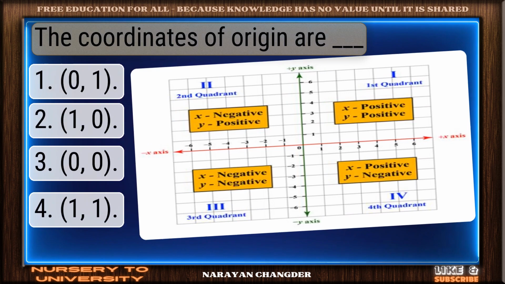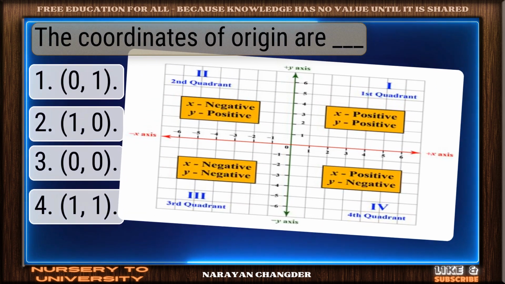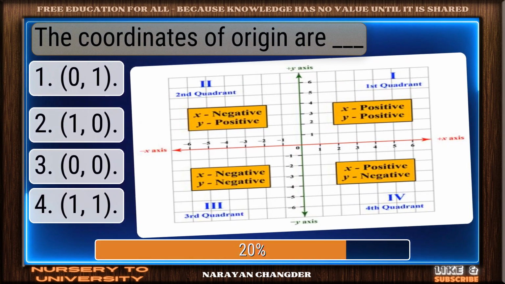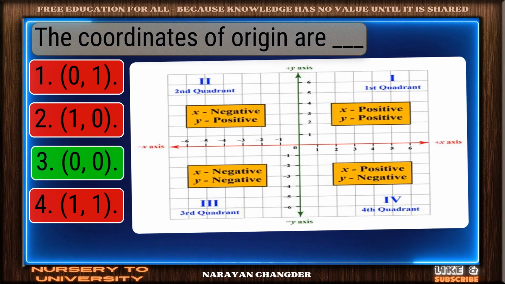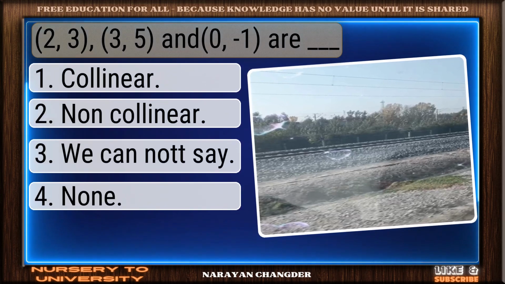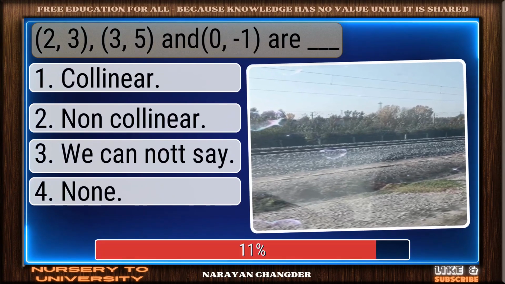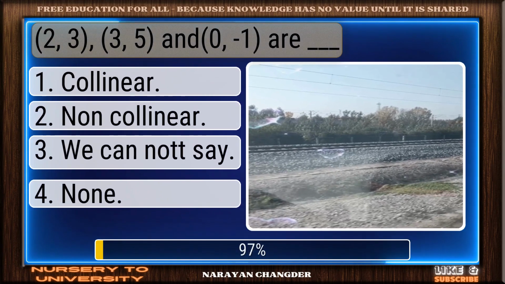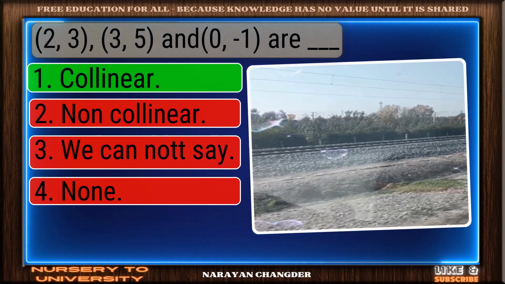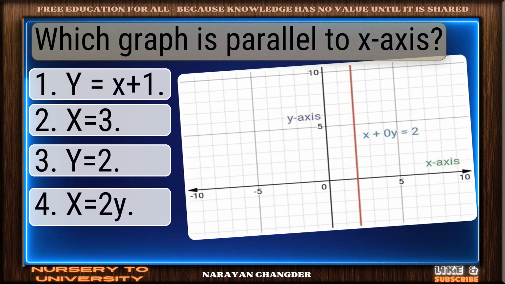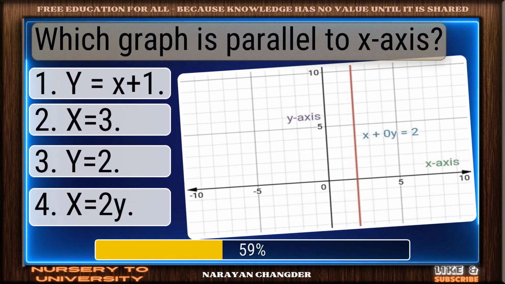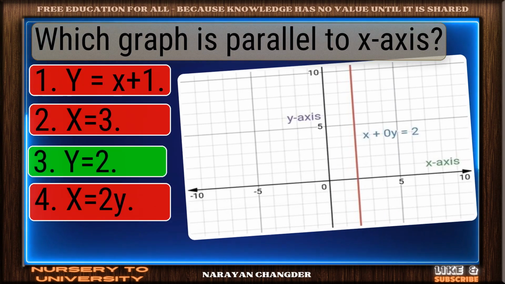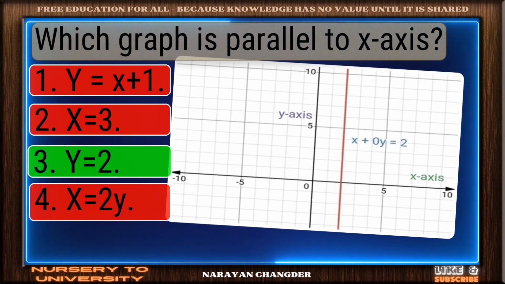Question number 172. The coordinates of origin are dash. Solid response. Is a valid choice. Question number 173. A, B and C are dash. Bravo. Collinear is the answer. Question number 174. Which graph is parallel to x-axis? Perfect. Y equal to 2 is the correct choice.